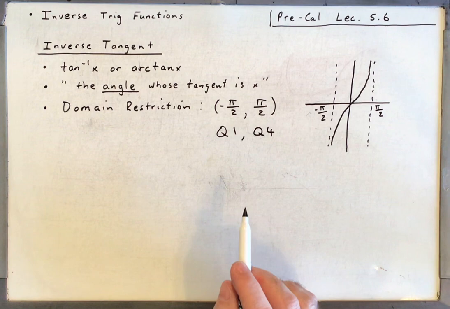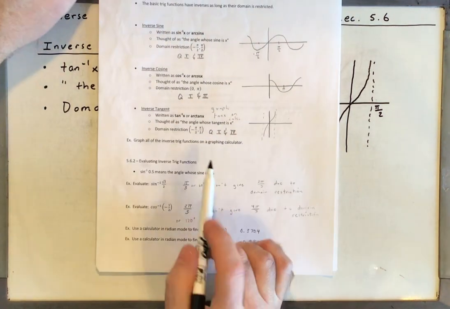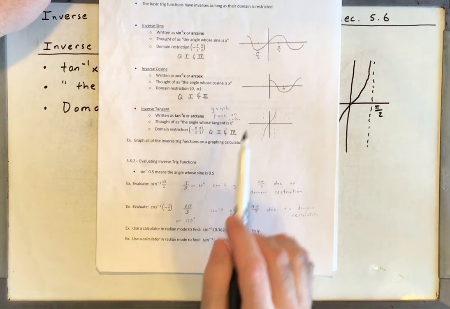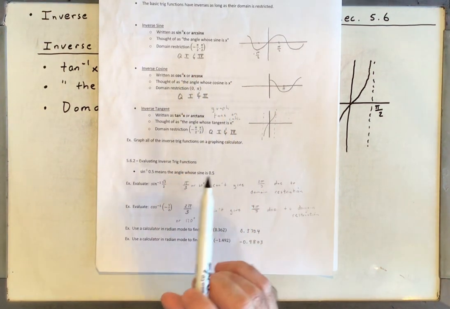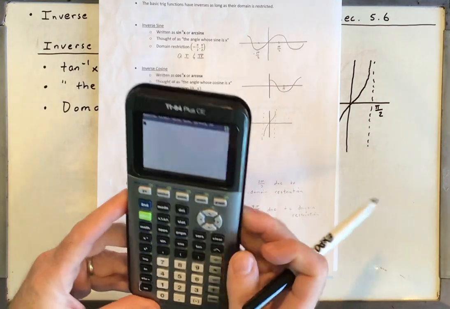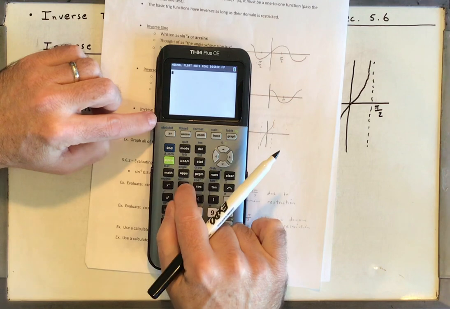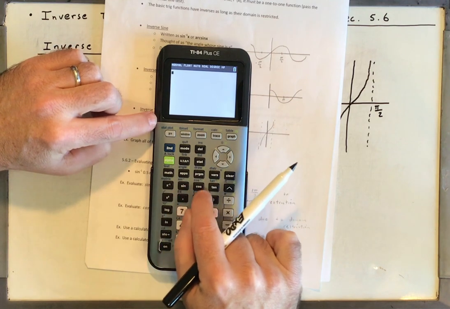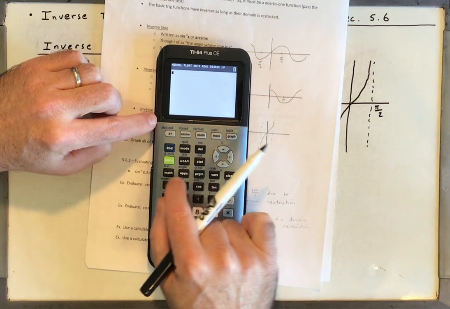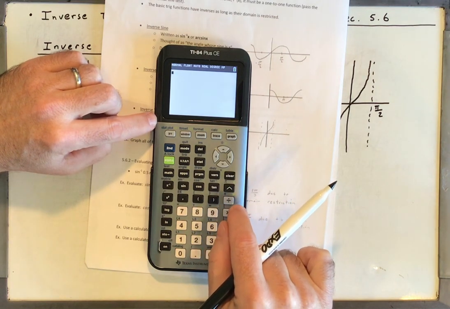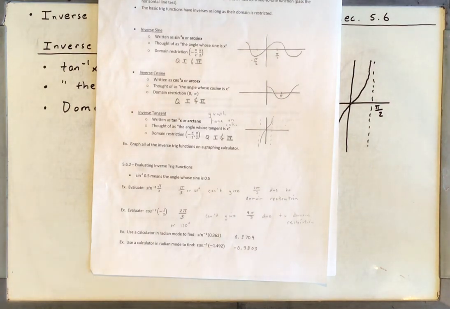All right, the next thing says graph all the trig functions on a graphing calculator. You can do that on your own. So take that TI-84 and try that. For graphing inverse sine, you can see right above the sine key, the cosine key and the tangent key, you have the inverse keys. So graph those, give those a shot, and see what it looks like.